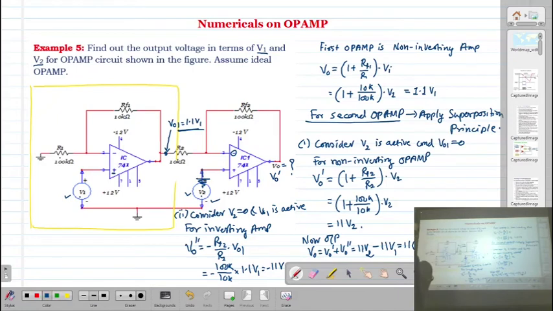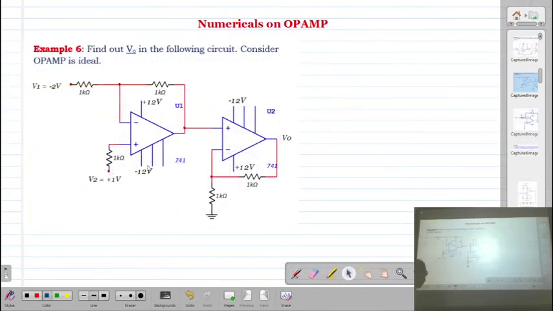So in this way, for the analysis of the circuit, you have to apply the superposition principle. Now in this example also, you have to find out the output voltage and consider that both the operational amplifiers are ideal ones. Okay? So whenever it is the ideal op-amp, we can apply the virtual ground concept. Now here if we look at this, then in two amplifiers, the first operational amplifier has given two inputs V1 and V2, and that is given to a second operational amplifier.